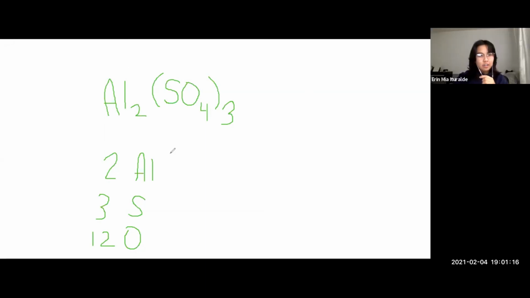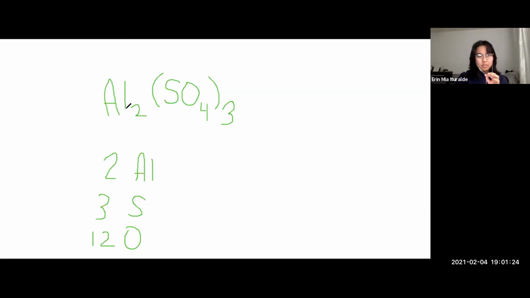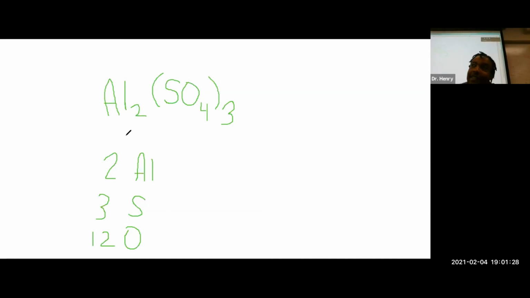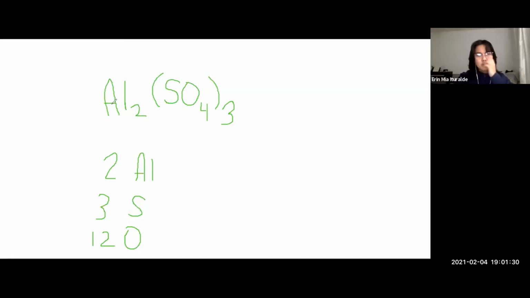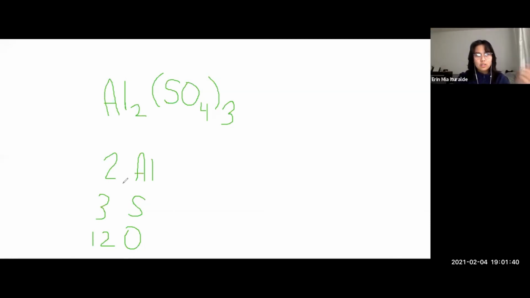How did you get 2 aluminums? No, it's Al. Al subscript 2. Al2 means there's 2 aluminum. So this compound has 2 aluminums in it. Isn't the 2 supposed to go in the front as a coefficient?